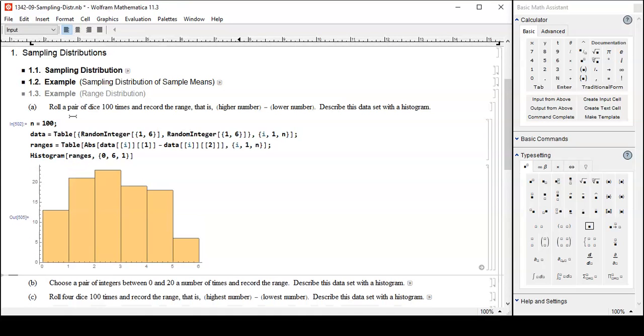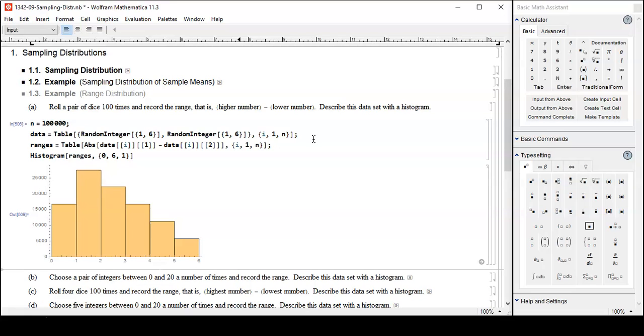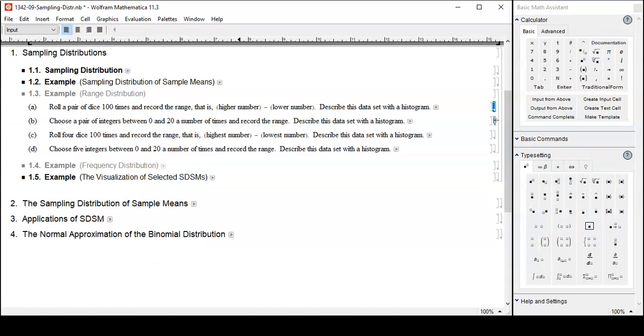I don't know. Let's increase the repetition so that the probability distribution is more visible, and this is what we get. Nice asymmetric pattern. Nothing close to normal, and that's because we are looking at the range, not the sample means.